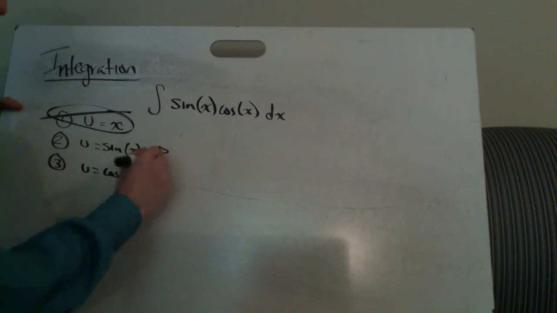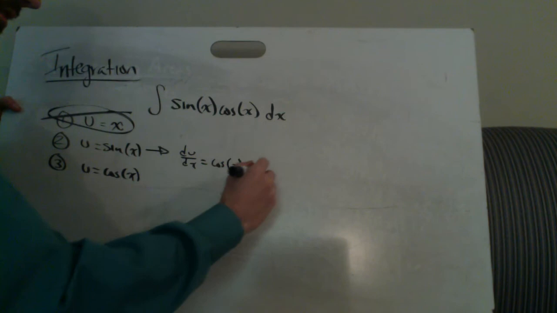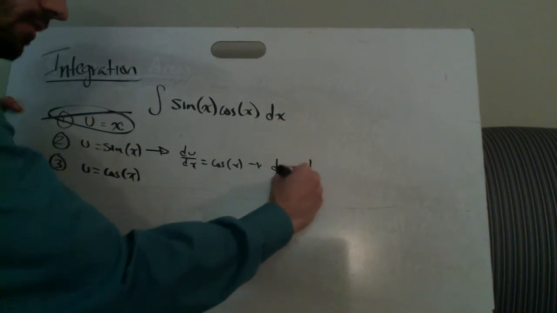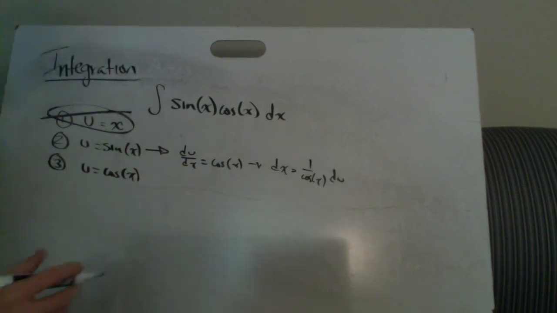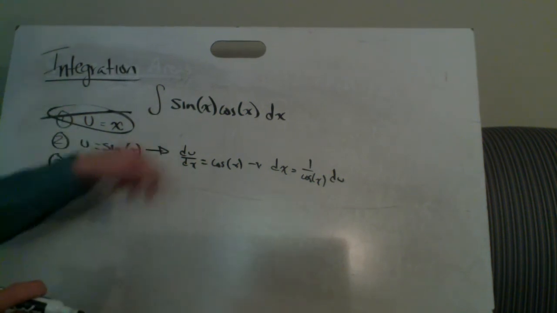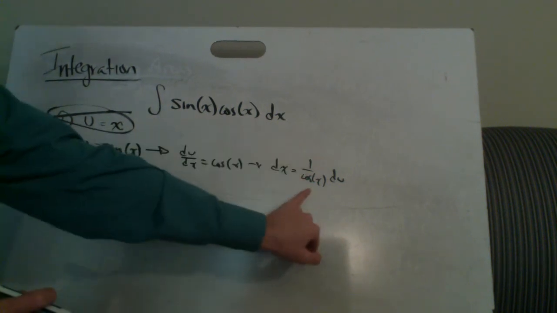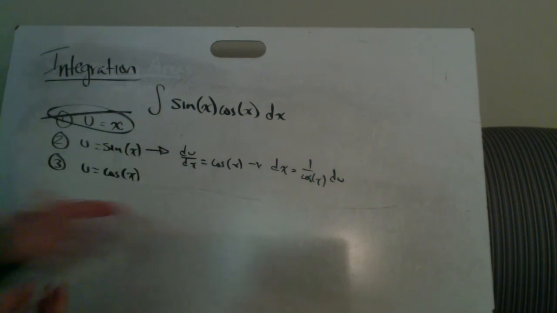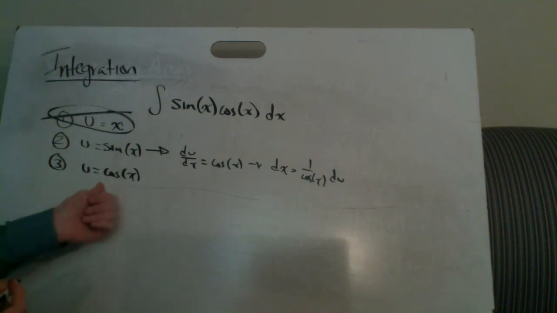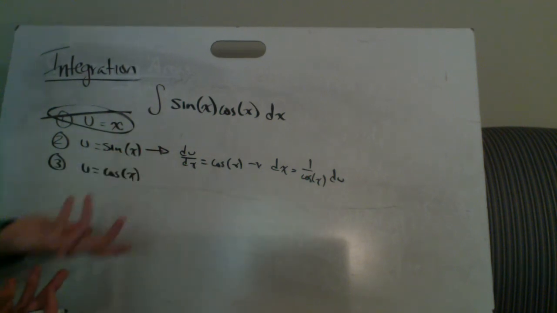If u is sine x, that means du dx is cosine x, which means that dx is 1 over cosine x du. And this is really good, because if I replace sine with u, and I replace dx with 1 over cosine x du, then my cosines cancel. Hey, that works out perfectly. It turns out that in this example, we could also have used u equals cosine x, but this happened to be the first one I used and tested and worked, so this is the one that I'll go with.